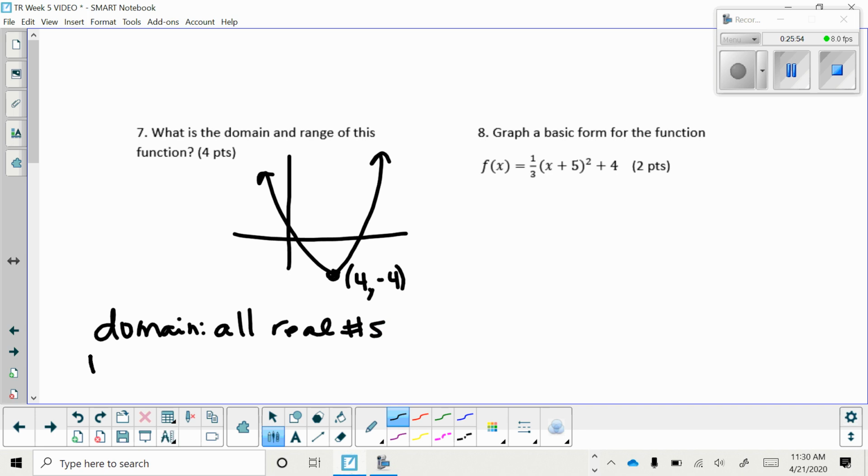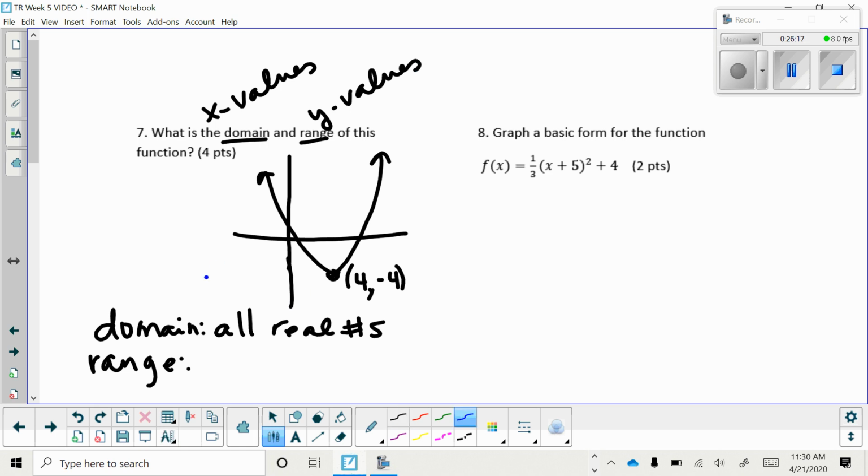But that's not true for the range. Remember, the range is your y values, right? So domain is x values. Range is y values. Well, let's look at this graph. Y equals -8 isn't even on this graph. So here's where y equals -4. Y equals -8 would be down below that somewhere. So for any y value that's below -4, there's not even a point on the graph.